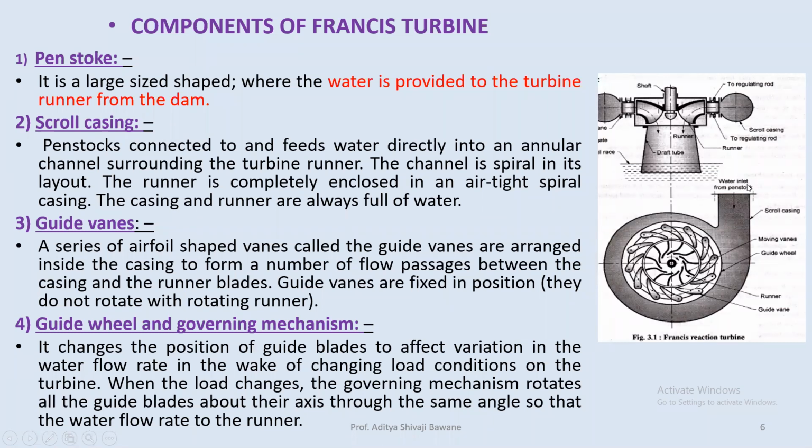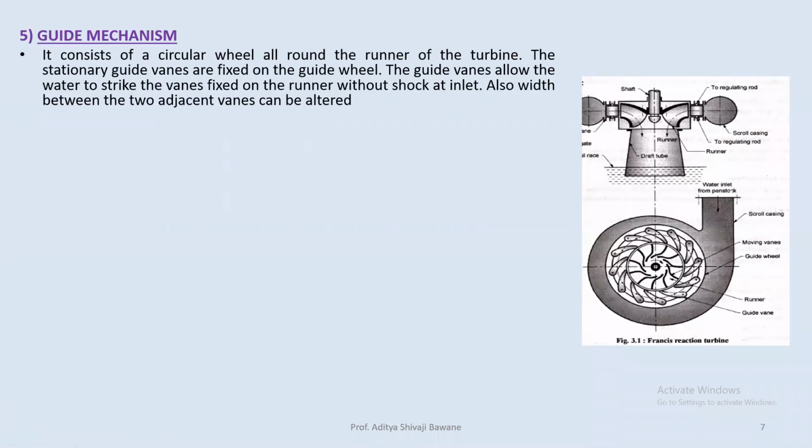Let us say in summer, the water quantity decreases inside the dam. What it means is the flow rate or velocity will decrease. To compensate for that, we can reduce the angle between these two so that it will increase the velocity and the turbine speed will remain the same. So we can adjust this guide blade angle through the guide wheels.